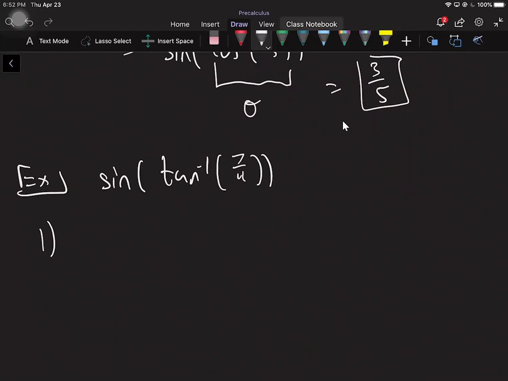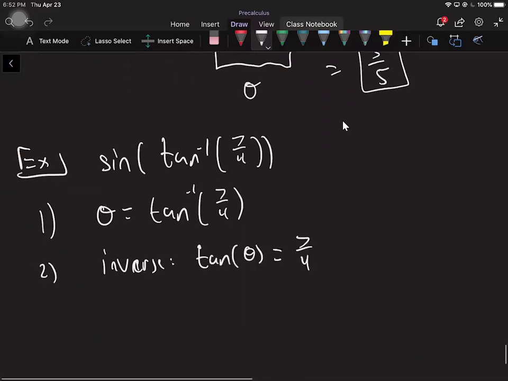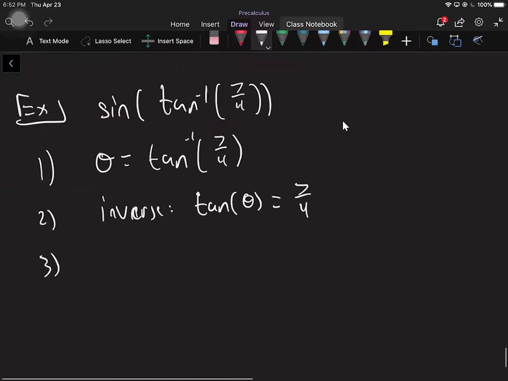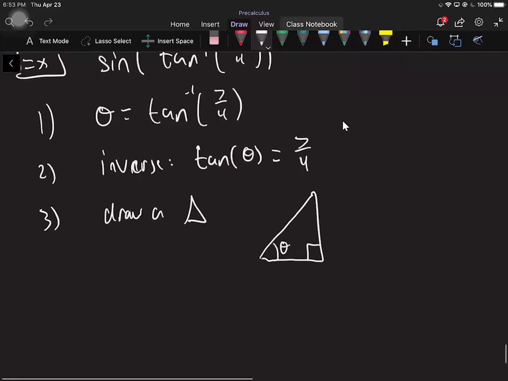Step one is you take the inside and you just call it the angle that you don't know. But it is some angle, so you can name it theta. Then you use the inverse property, which is that if tan inverse of the number is that angle, that means that when you plug the angle into tangent, you must get that number. And then using that information, you can draw a triangle. You can draw this triangle however you want, as long as you have a right angle and theta somewhere, and then you put the numbers in the correct spots after that.